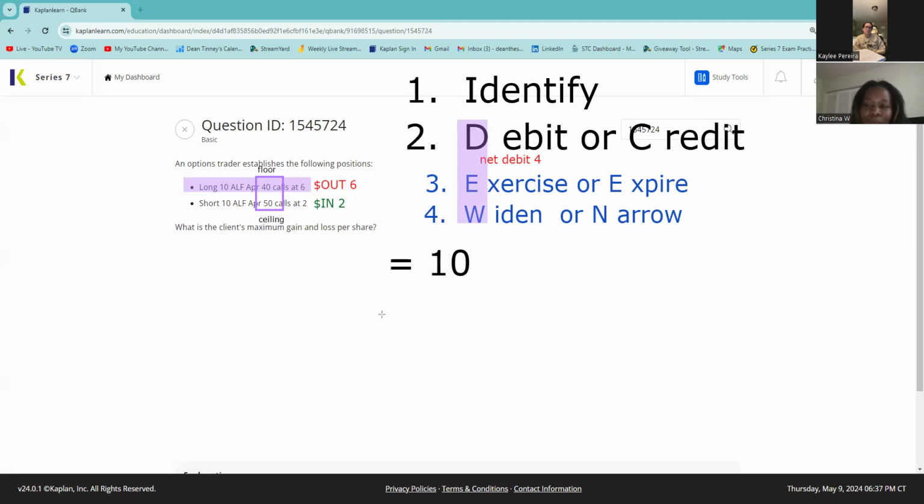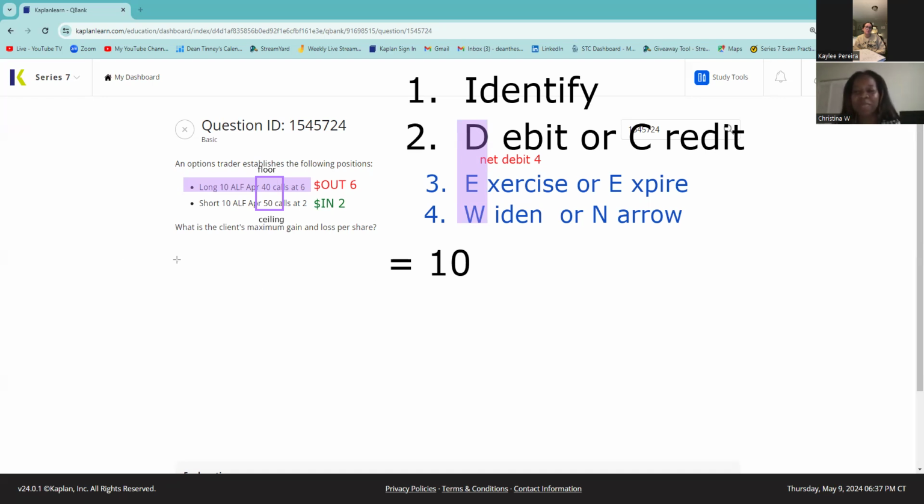We don't need to get it because debit, exercise, widen goes together all the time. Credit, expire, narrow goes together all the time. I made an attempt to explain this in a video the other day to somebody. I showed you all this, spreads moving around, and who knows? But part of me wants to say, well, who cares? Because you don't need to be able to do that.